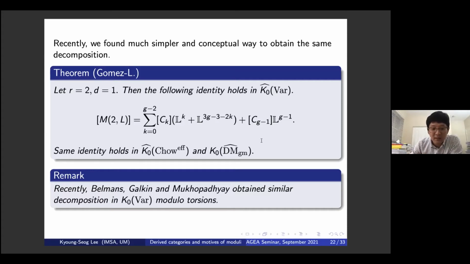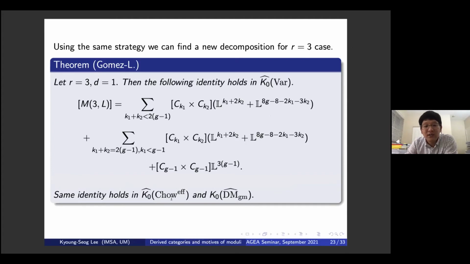Later, Belmans, Galkin and Mukhopadhyay obtained a similar decomposition in the Grothendieck ring of varieties, not the completion, but there is some possibility of having torsion. So they obtain a similar decomposition in the Grothendieck ring of varieties modulo torsion. So you already see some similar story. And using the same strategy, we can find a new decomposition for the rank 3 case.